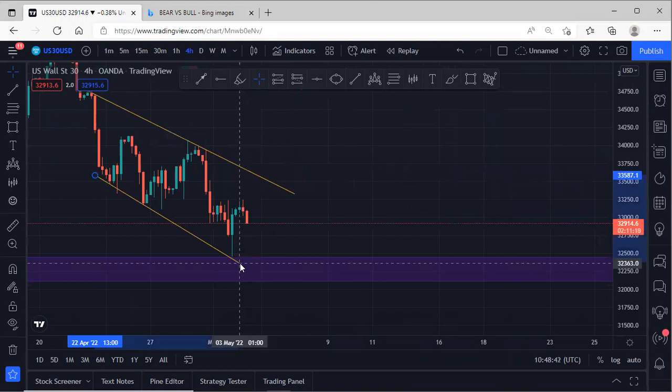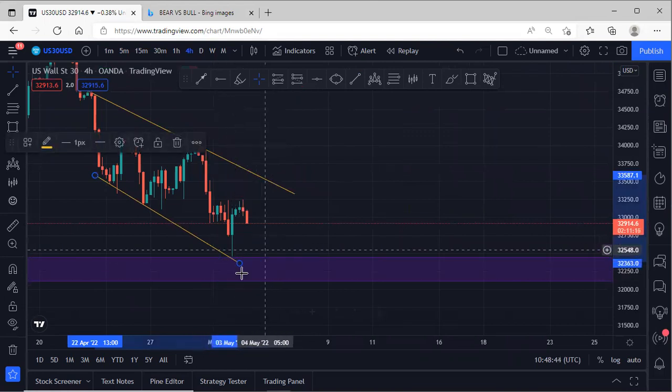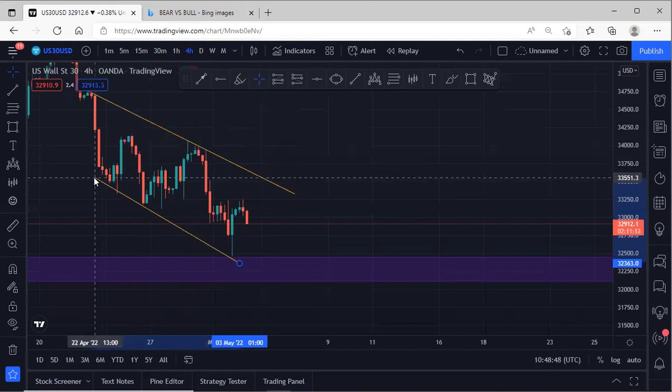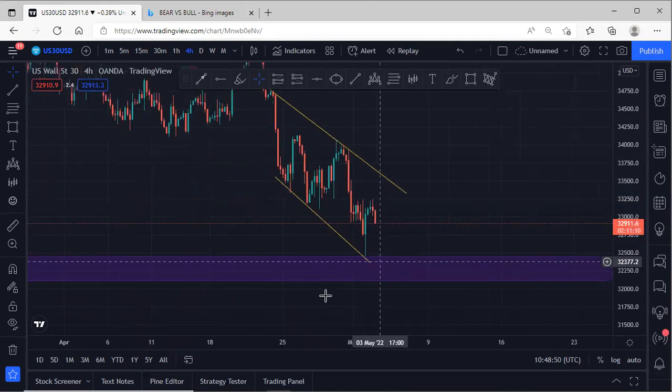First of all, we are at a key area right here. We hit a key area and we had a huge retracement to the upside, which shows that this area is quite key.